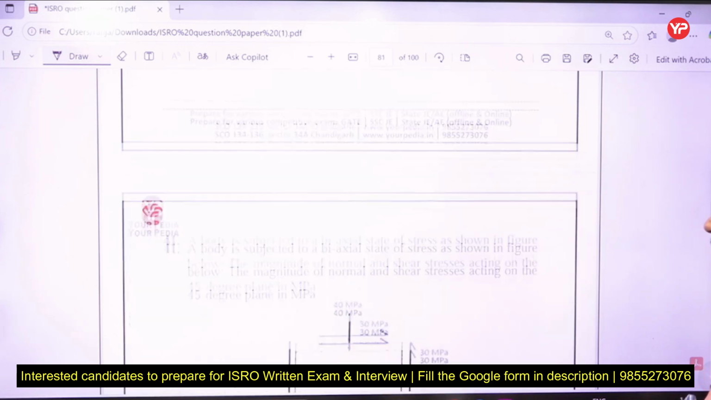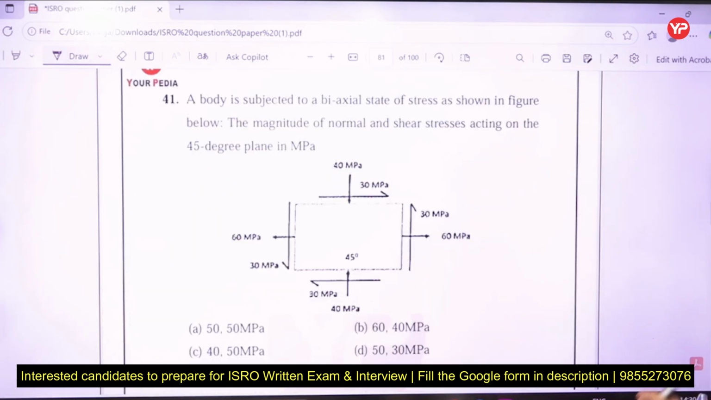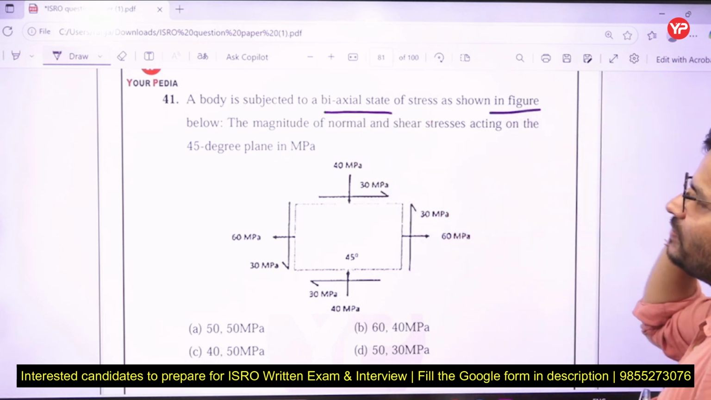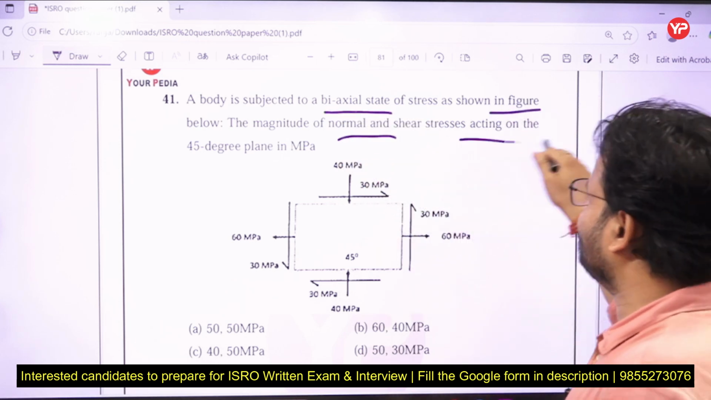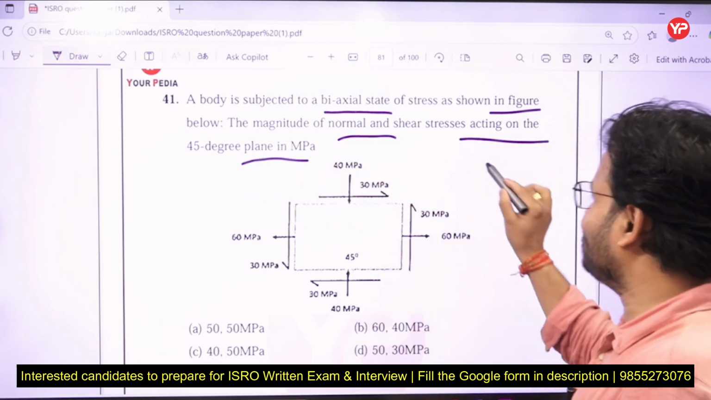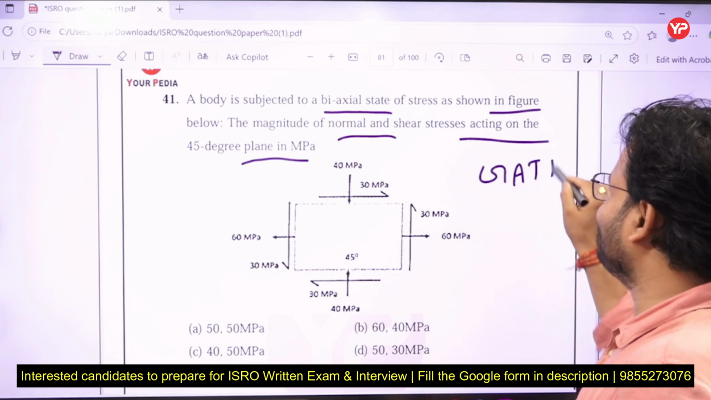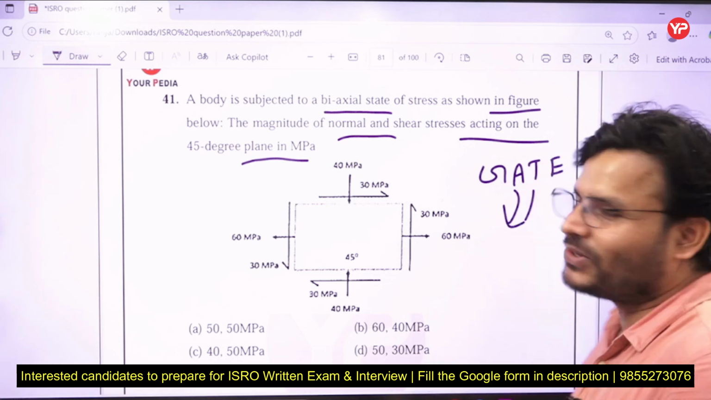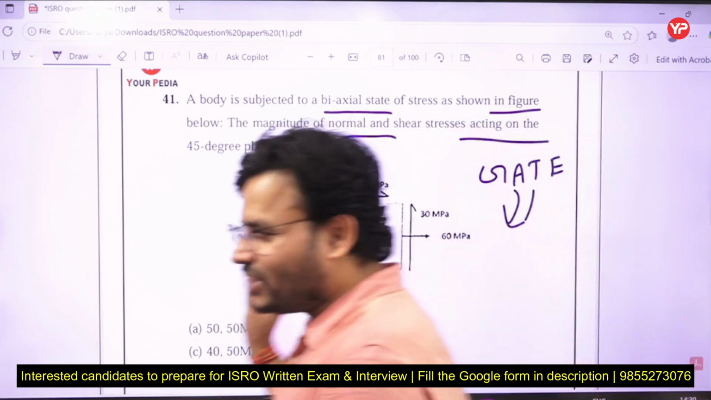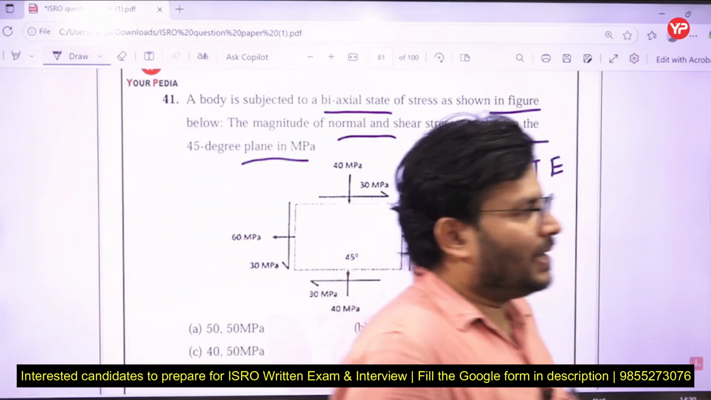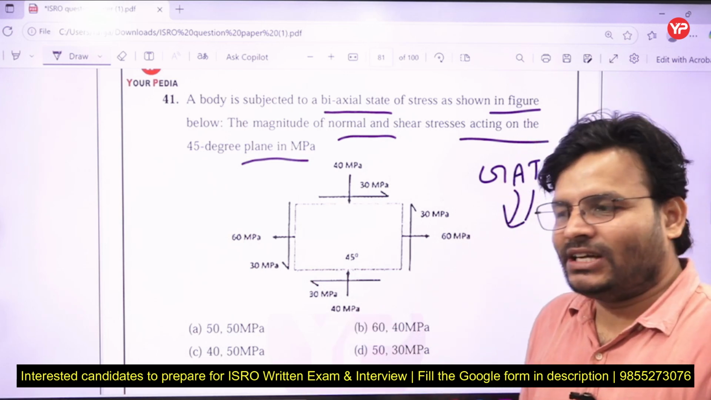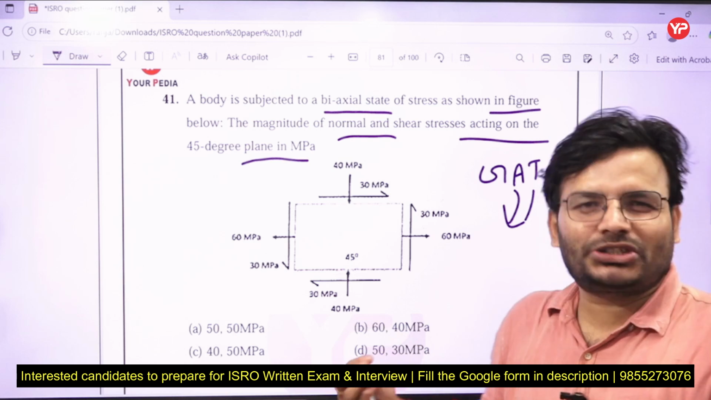Coming to the next question. So that is the next question, my dear friends. A body subjected to biaxial state of stress as shown in the figure below, the magnitude of normal and shear stress acting on a 45-degree plane in MPa, that option. My dear friends, this question has been asked in GATE, and the same question has been copy pasted in the ISRO also. I think a little bit of data is changed, everything else is fine. That question has been asked in the civil engineering GATE, civil engineering SOM paper. So everything is the same, only the data is changed here. So sometimes PYQ questions will help you in the exam.